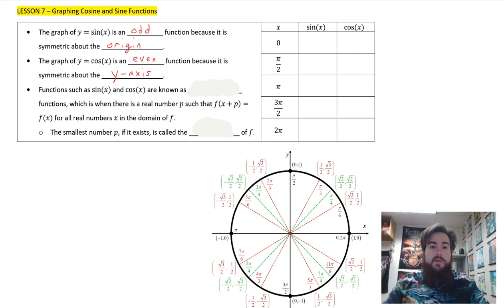Functions such as sine of x and cosine of x are known as periodic functions, which is when there is a real number p such that f of x plus p is equal to f of x for all real numbers of x in the domain of f. That smallest number p, if it does exist, is called the period of the function f. What it means to be periodic essentially means that the function will repeat itself after some period of time.